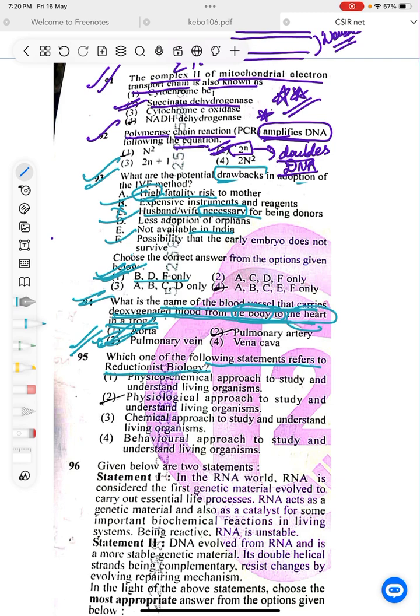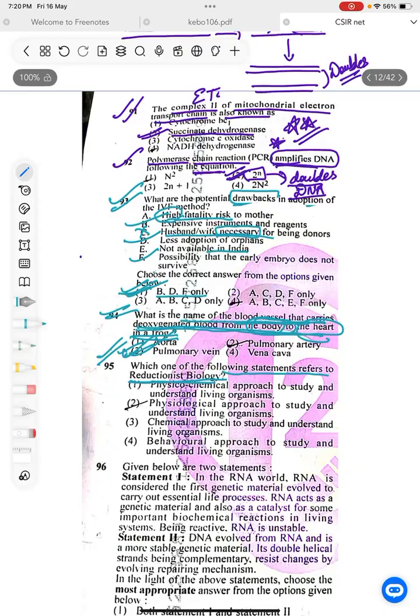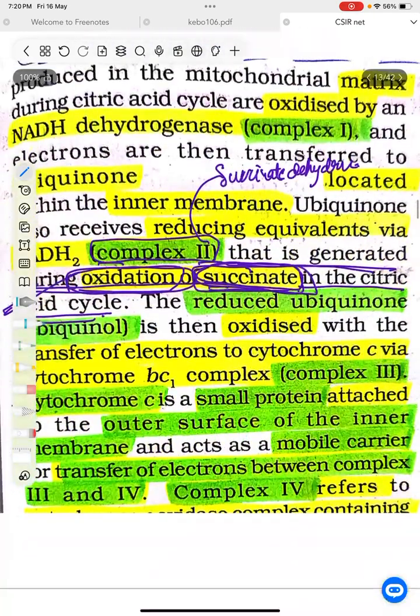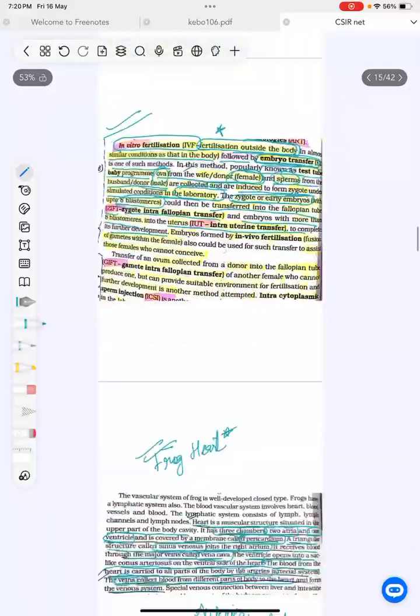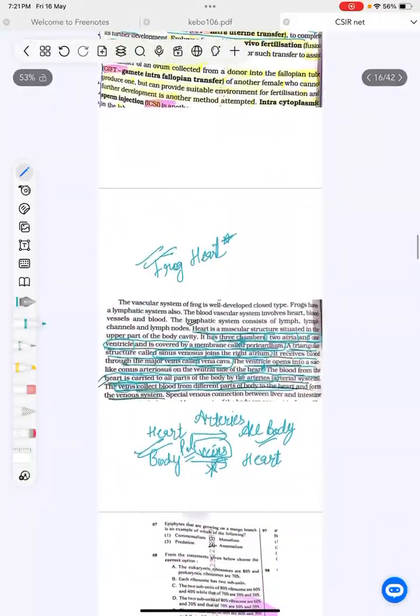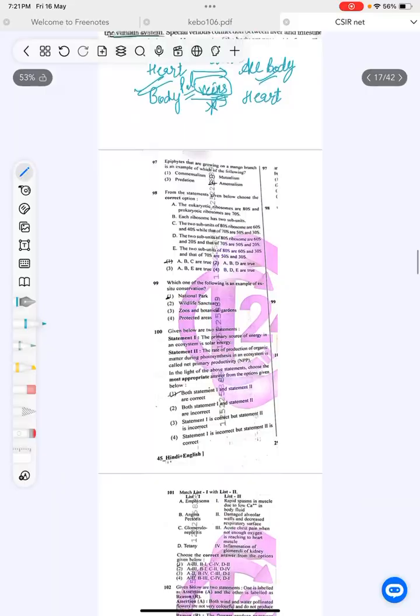Now this question is from the summary portion. What is reductionist biology? It is basically the physiochemical approach to living. One second, I will show you.